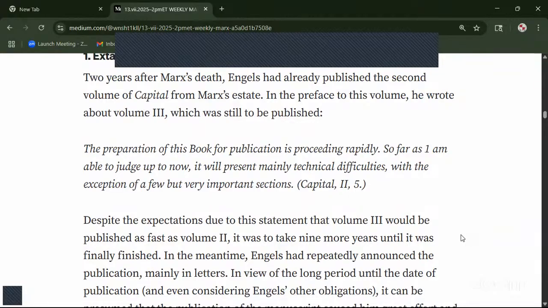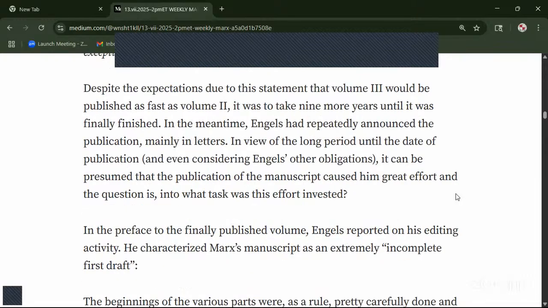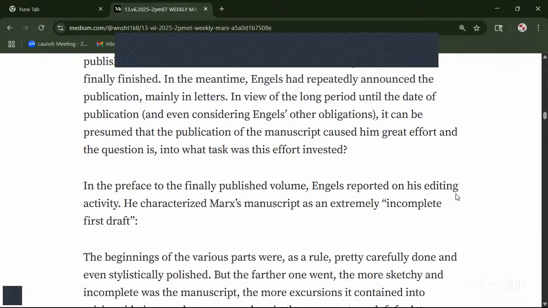Despite the expectations due to this statement that Volume 3 would be published as fast as Volume 2, it was to take 9 more years until it was finally finished. In the meantime, Engels had repeatedly announced the publication, mainly in letters. In view of the long period until the date of publication, and even considering Engels' other obligations, it can be presumed that the publication of the manuscript caused him great effort, and the question is, into what task was this effort invested? In the preface to the finally published volume, Engels reported on his editing activity.